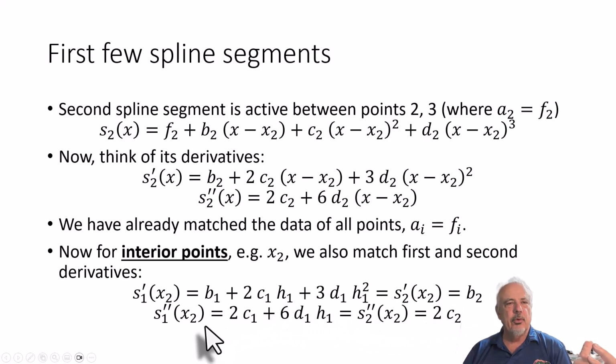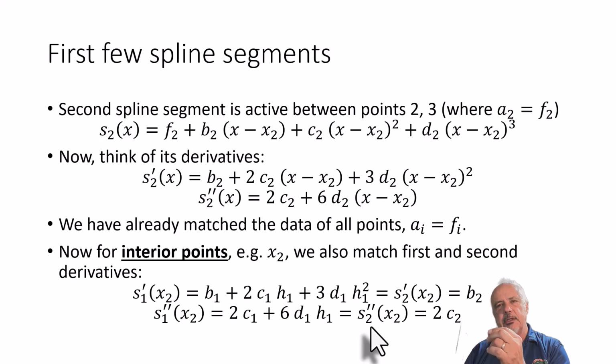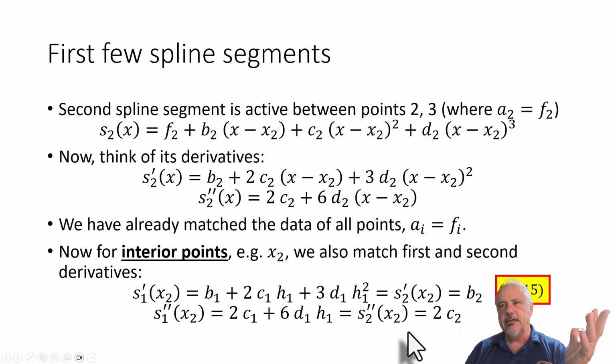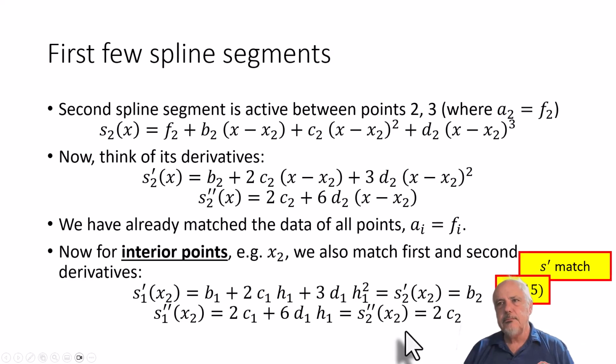And then similarly for the end of the first spline segment, second derivative, right here, we want to equate that to the second derivative of the second spline segment where it begins, which is going to be 2C because X is X2. So that's 1815. That's our S prime match equation. And then we have our S double prime match equation. This one's important right away. We're going to use that.